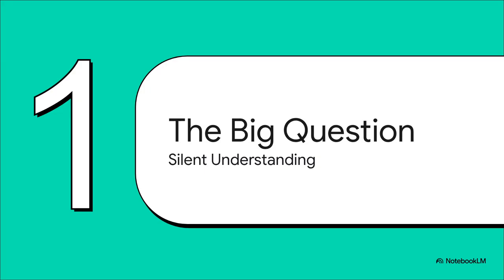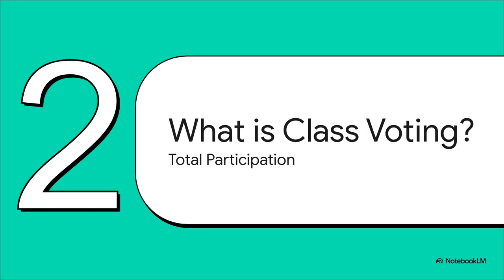And that's the big challenge, isn't it? Understanding is invisible. Silence in a classroom could mean everyone is deep in thought, or it could mean they're completely lost. So how do we make that silent understanding visible? Well, there's a beautifully straightforward and really effective technique for this exact problem. It's called class voting, and honestly, it's a tool that's designed to get every single student participating and, most importantly, to make their thinking totally visible to you.